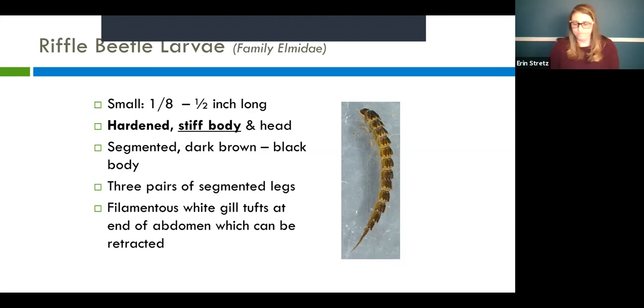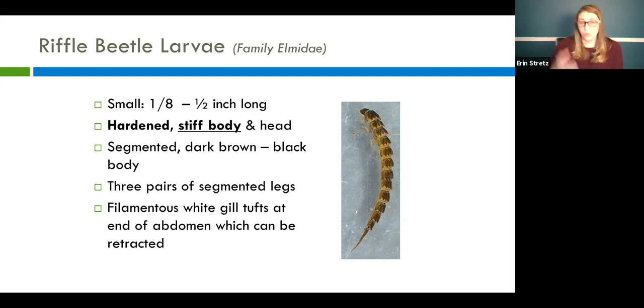Okay, so we will move on to our beetles. There are a few different beetles that are commonly found in our streams here in New Jersey. The riffle beetle is one where we can find both the larval phase and the adult phase in the water. They're both aquatic. Most of the larvae that we'll find are aquatic during their juvenile phase, and then they come out and they're terrestrial and they fly around in the air.